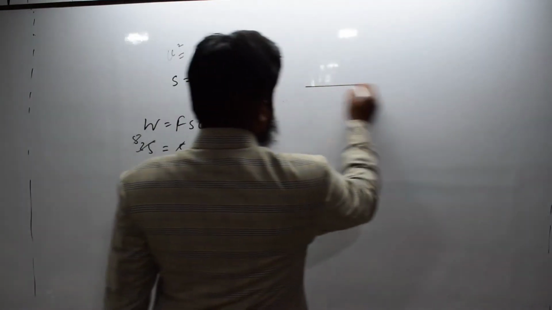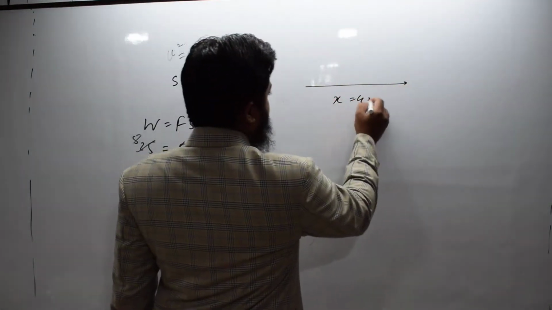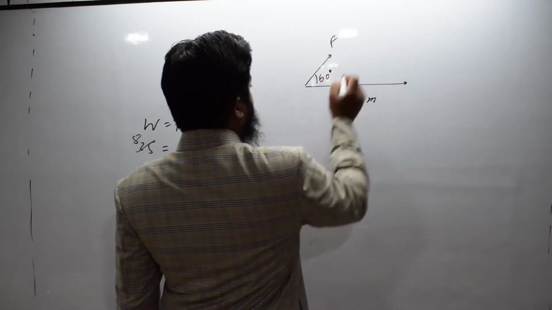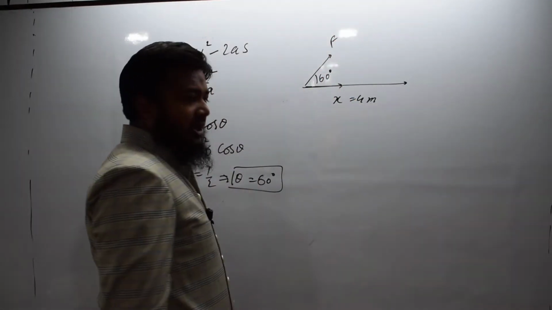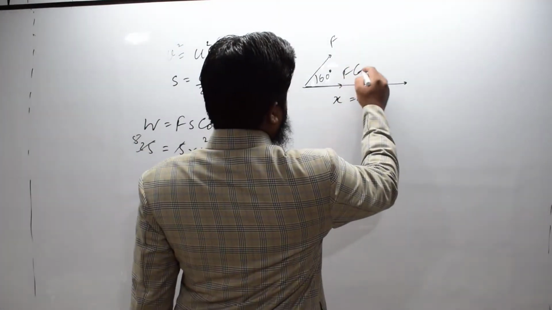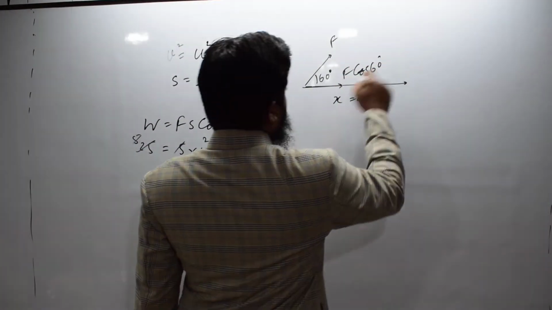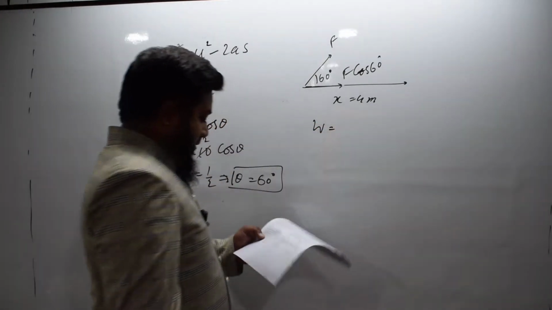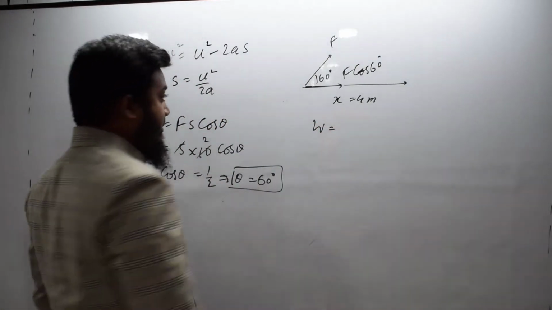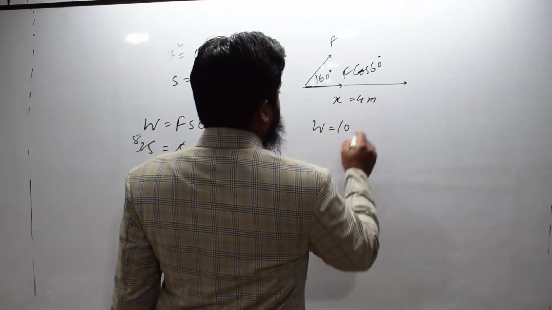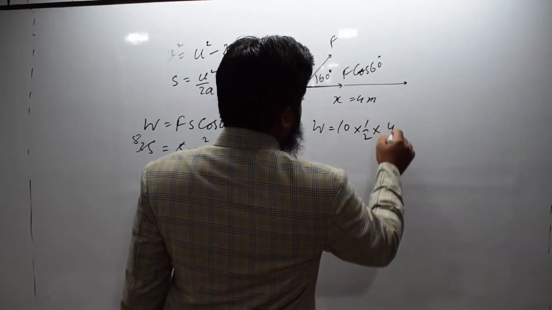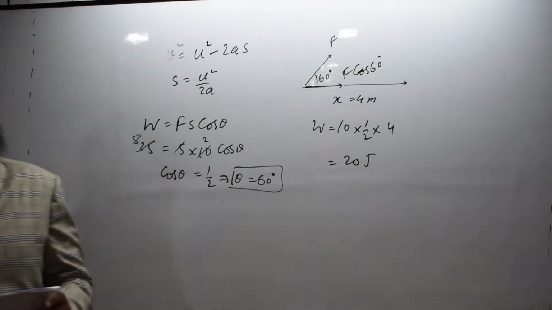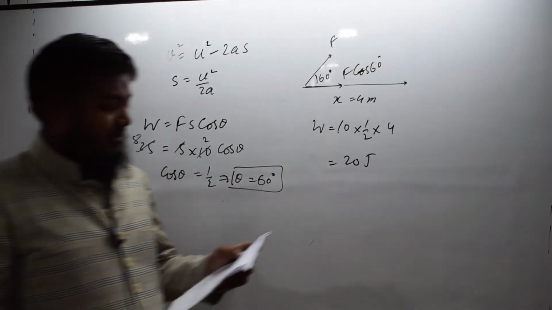So, a body is moving along x axis, displacement along x axis is 4 meter, a force is acting at an angle 60 degree with x axis. So, the component of force along displacement is F cos 60. Then force into displacement is work done. Now, force is 10 Newton and cos 60 is 1 by 2 and displacement is 4. So, this is equal to 20 joule. So, option D, last option.